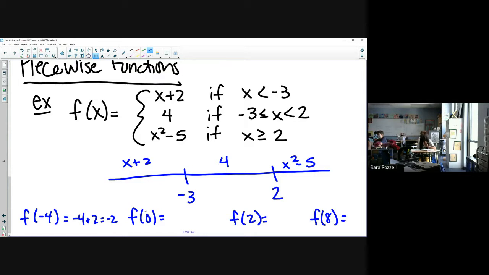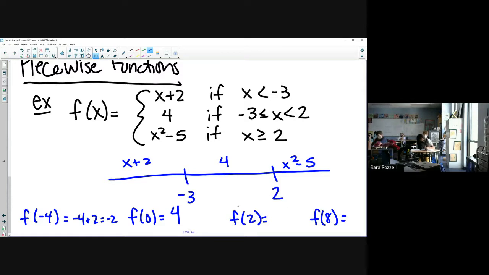All right, our next one, f of 0. Are you going to use the first, second, or third equation for 0? The second, because 0 is between -3 and 2. And it just tells you that if you have a number there, your answer is just going to be 4. Is there any x to plug it into? Nope, the answer is just 4. If you have anything in between -3 and 2, you just have an answer.